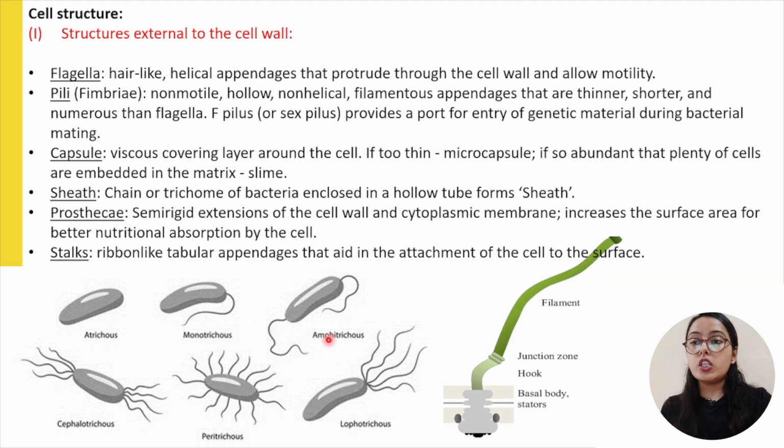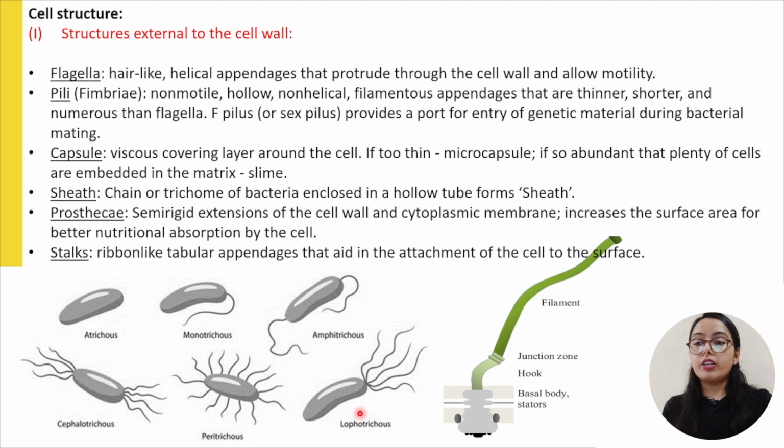Similarly, in the next image, there are two flagella at the opposite ends. So this bacterium is called amphitrichous, where amphi means at both ends. Similarly, when there are a number of flagella at both ends, such a bacterium is called cephalotrichous. In the next image, there are flagella all around the body of the bacterial cell. Such a bacterium is called peritrichous, where peri means all around and trichous is again hairs.